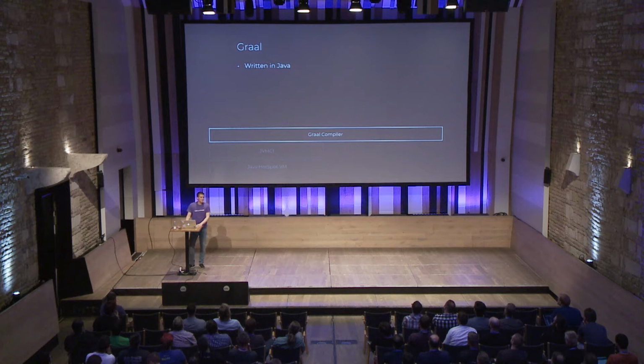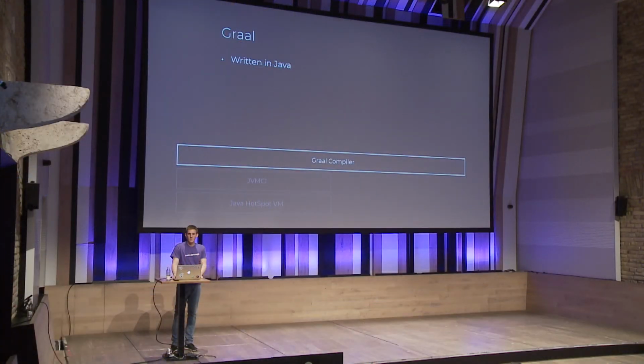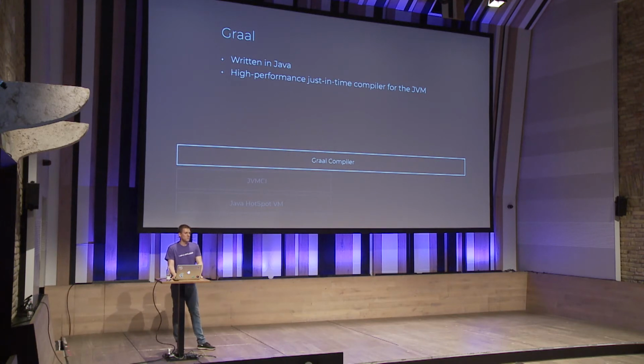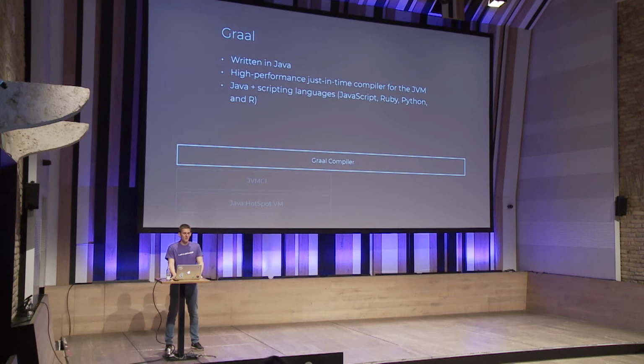And one of these Java-written compilers is called Graal. Graal is a high-performance JIT compiler for the JVM. I'm going to show you examples of how fast Graal really is. And it basically replaces the C2 server compiler in a regular HotSpot. And it's not just for Java. It also supports scripting languages.